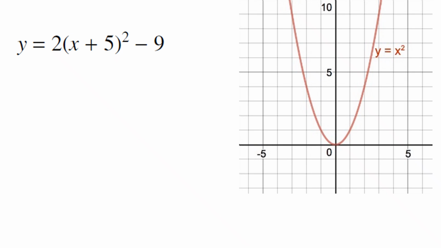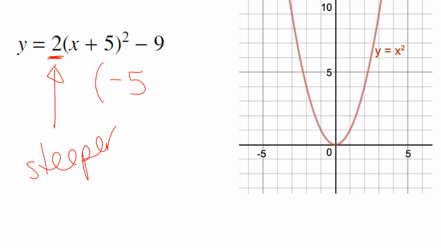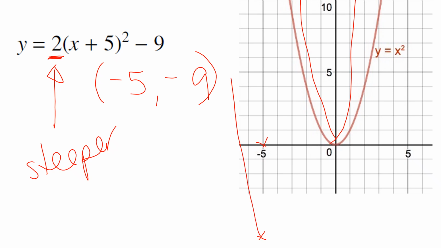Here, we now have a dilation factor. We've got a 2 here, which means that it is going to be a steeper graph. And our turning point is going to be at (-5, -9). So we will have a steeper graph. So I'll just sketch that shape roughly in here. We would then go -5, -9, so off our graph paper grid here, and sketch it in here.